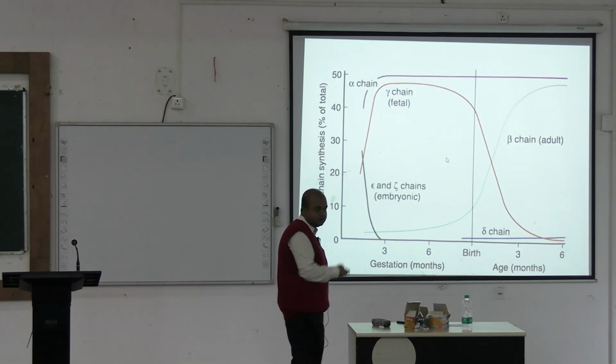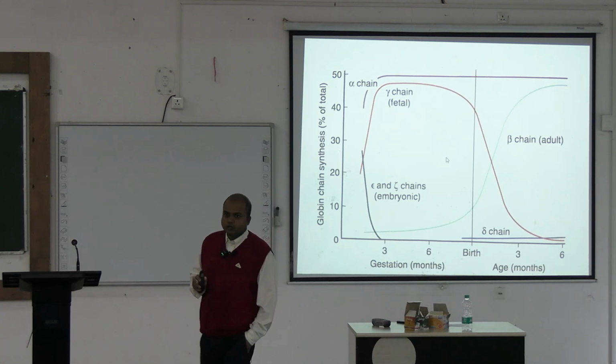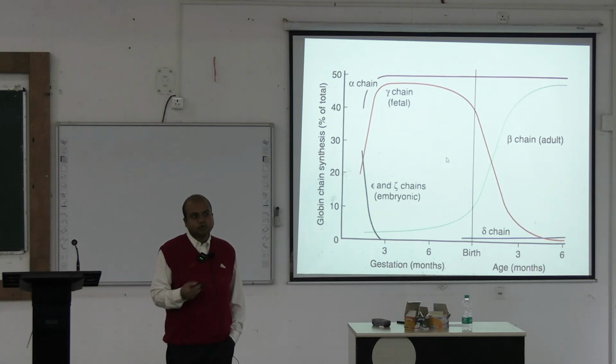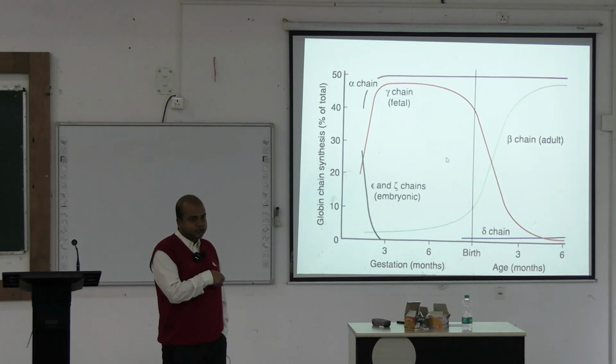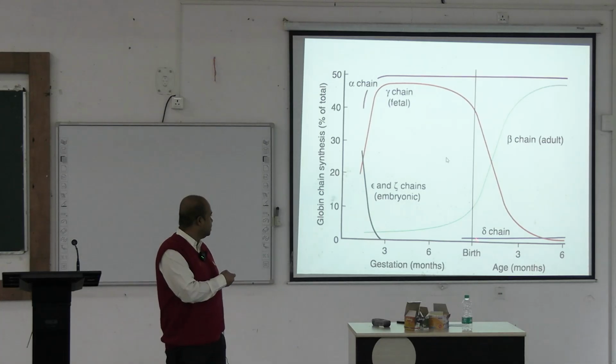Do you get this? This is not very important for you, I repeat, you do not have to draw this anywhere. But as we know, alpha 2 beta 2, the rates of production of these chains vary. This is from a very standard textbook, so you do not require it.